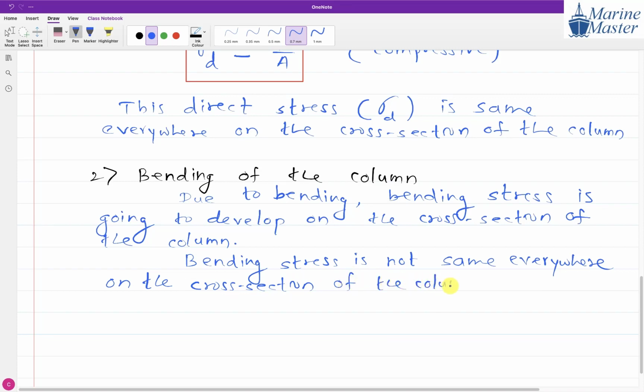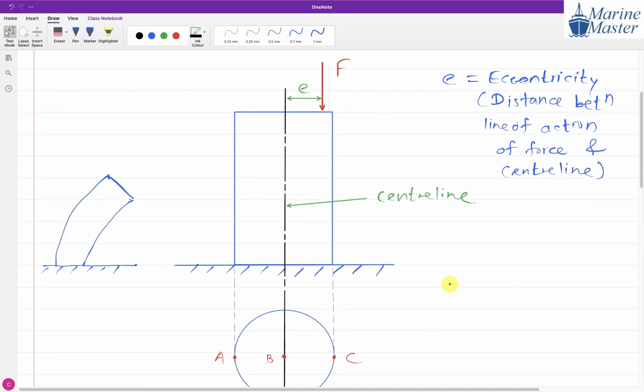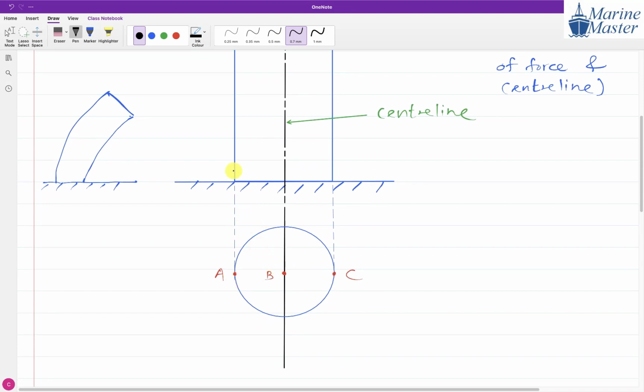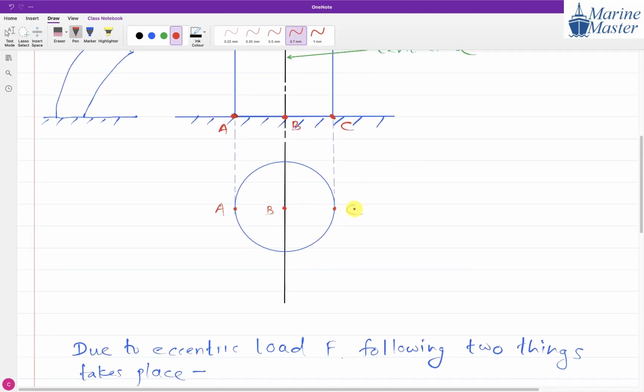Observe the thing here. Bending stress is not the same everywhere on the cross section of the column. Try to see this drawing and observe the scenario here. Now at this A point, on this view, this is the A point, this is the B point, this is the C point on this view of the column. On the cross section view, this is what.